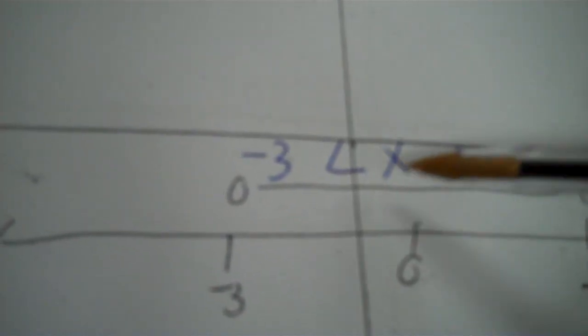Now we don't put lines when the circles are empty. We do put lines when the circles are filled in.